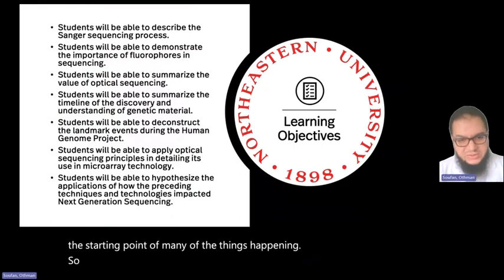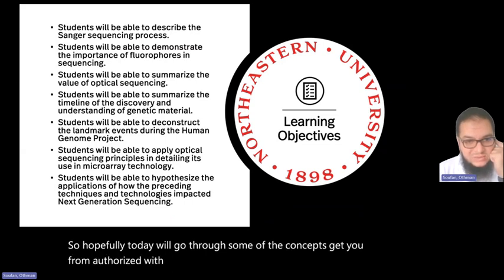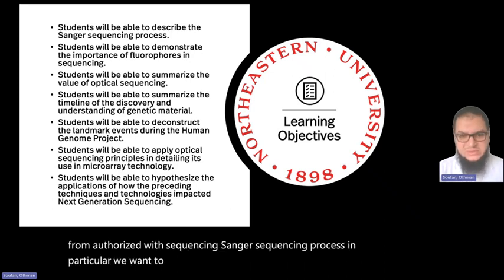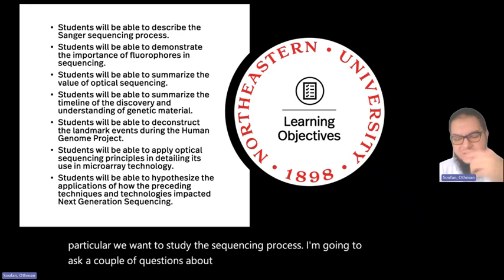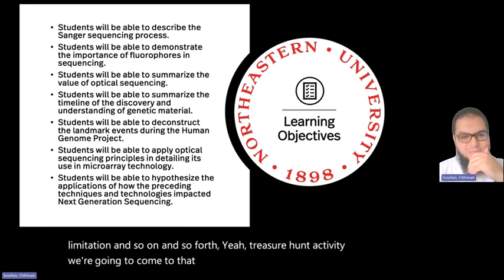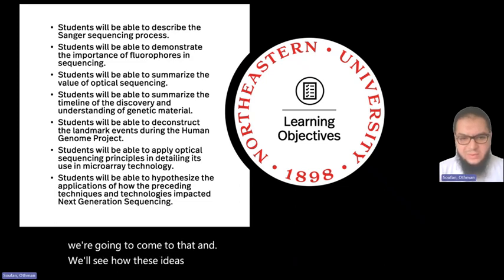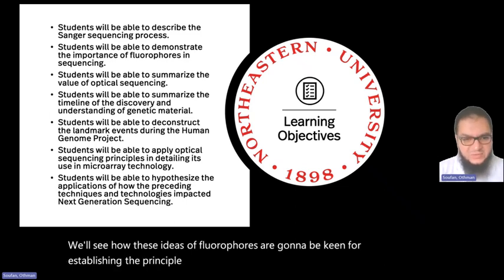So hopefully today we'll go through some of the concepts and get you familiarized with sequencing, the Sanger sequencing process in particular. We want to study the sequencing process. I'm going to ask a couple of questions about what you think would be the limitations and so on and so forth. Yeah, a treasure hunt activity, we're going to come to that. And we'll see how these ideas of fluorophores are going to be key for establishing the principle of Sanger sequencing.